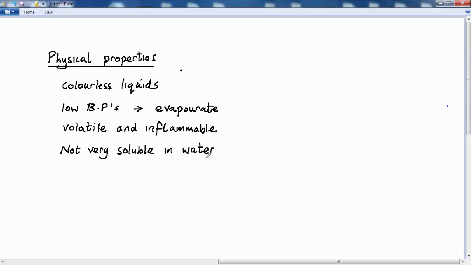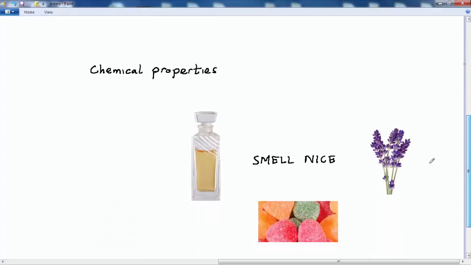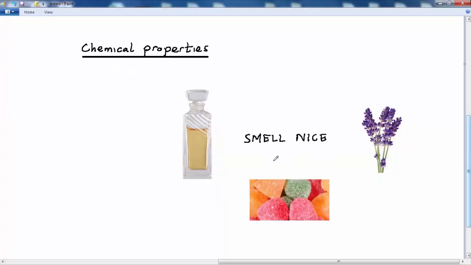Okay, so those are the key physical properties of the esters, and the key chemical properties, well, they're really characterized by this, that they smell nice. Okay, so that's their key property. So you'll find esters, for example, present in flowers. That's what gives flowers their lovely smell. And for example, well, perfumes come from flowers, so perfumes and aftershaves or whatever will be made from esters.